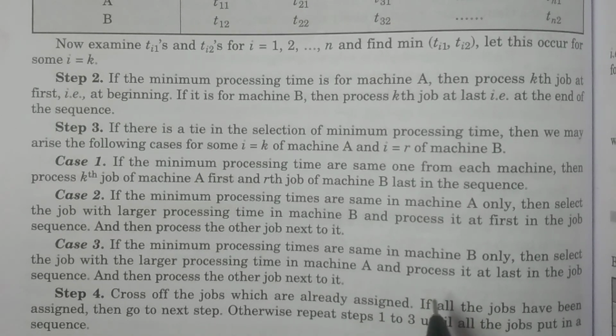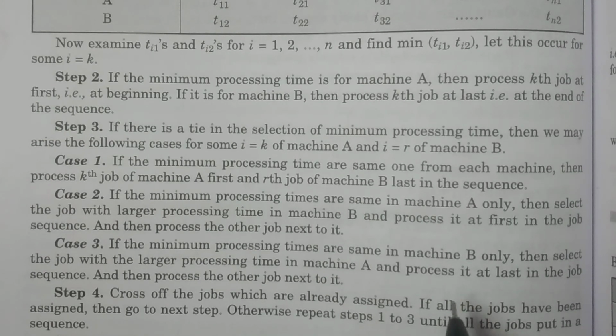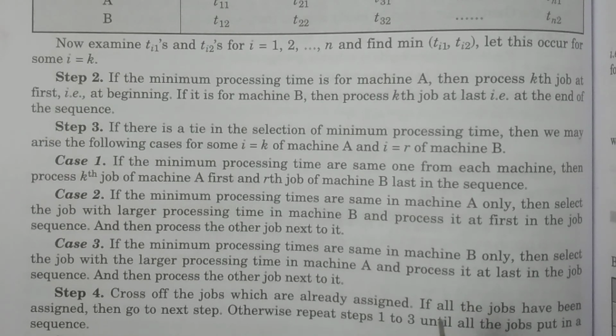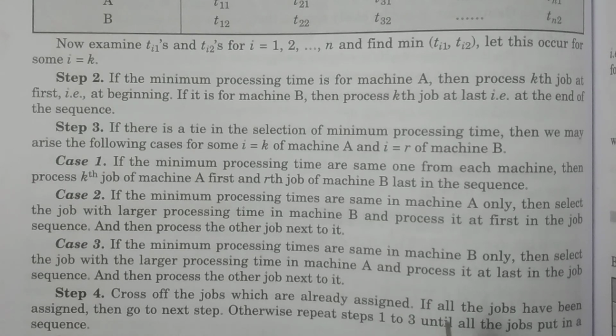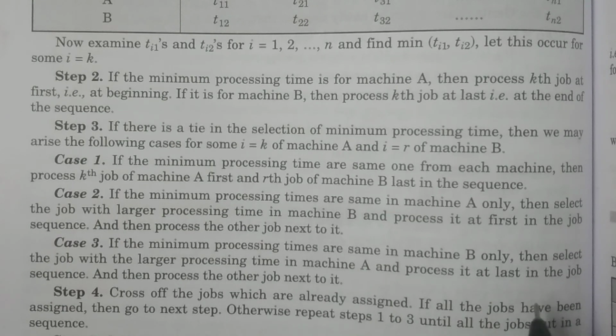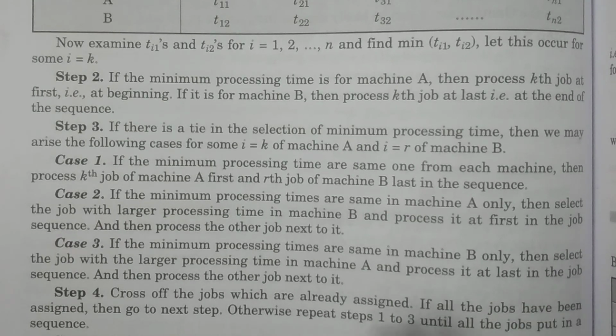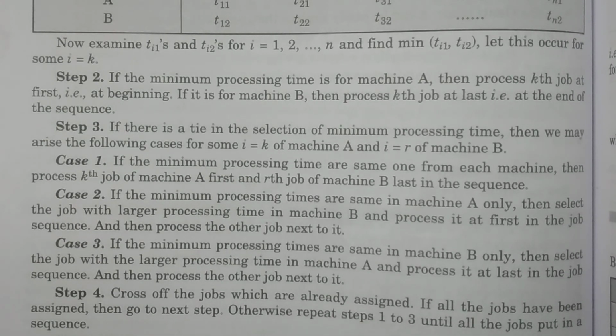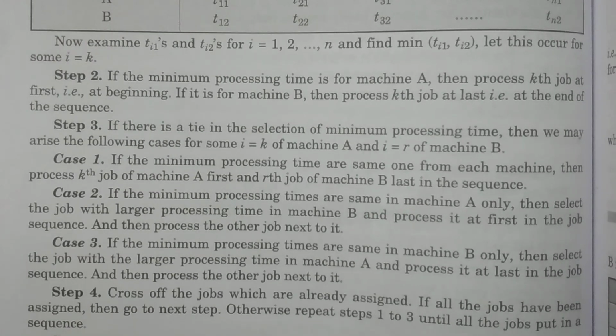Then we have to process the job which has the largest processing time. We have to consider the corresponding job. It is going to be placed from the last of the job sequence, and then process the other job next to it. That is, before that you have to place the next particular job after processing the one particular job from the last, and then you have to place this next job, right?